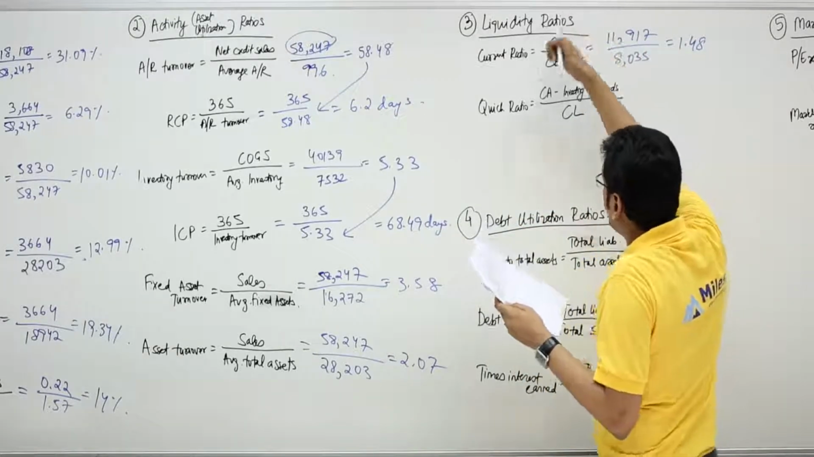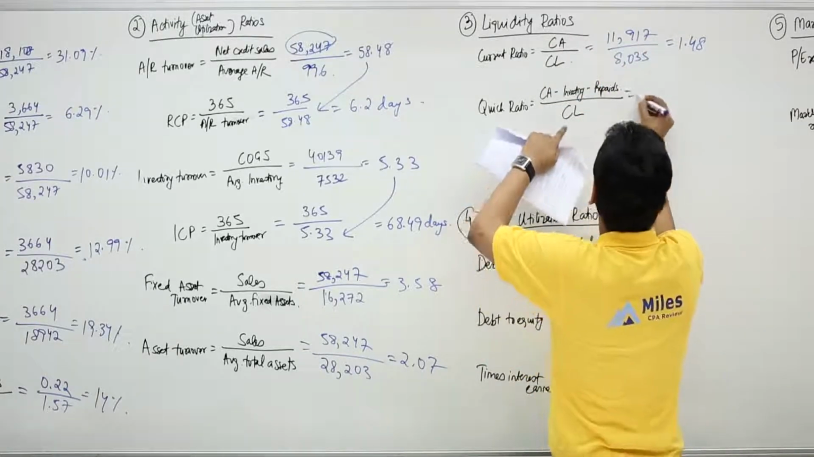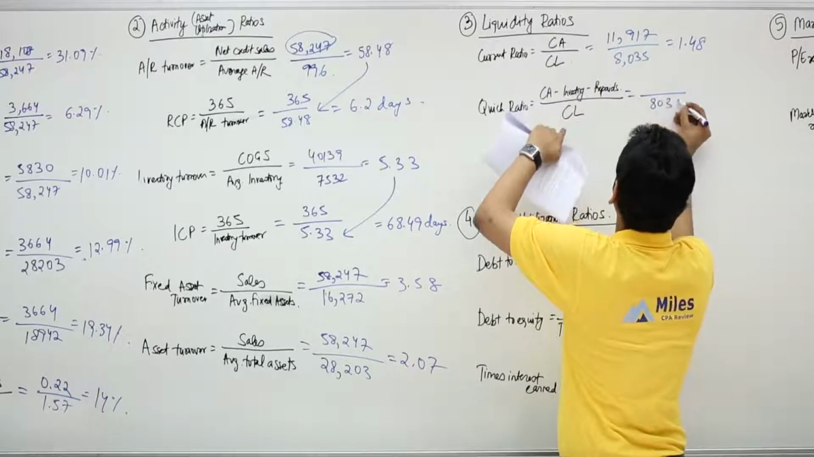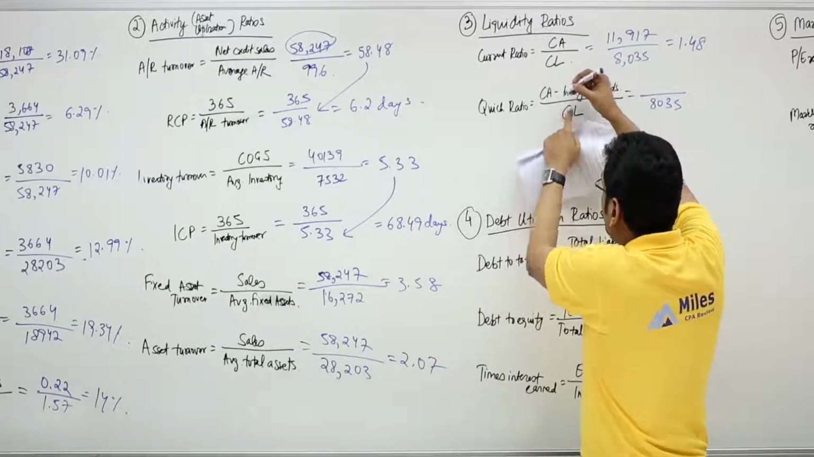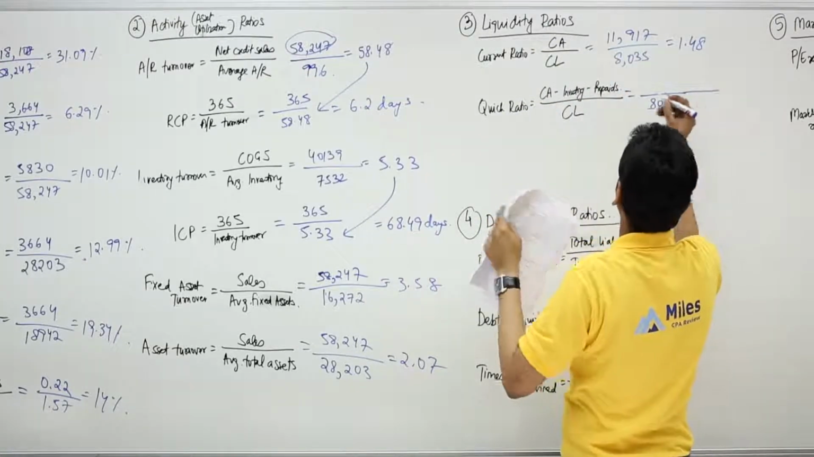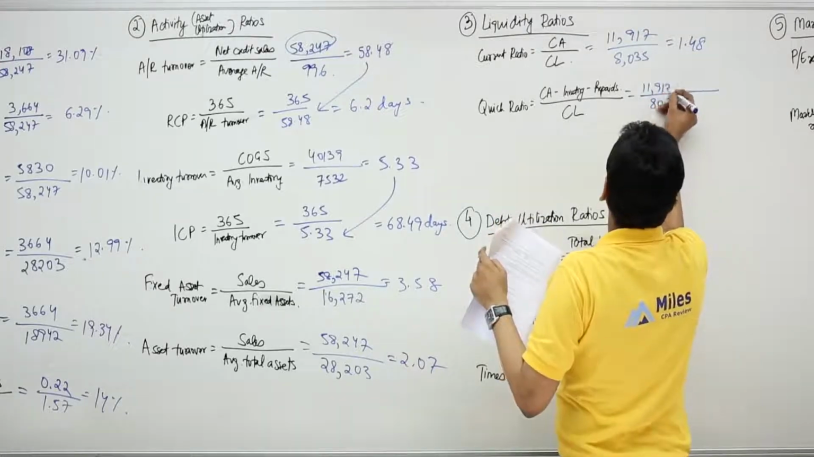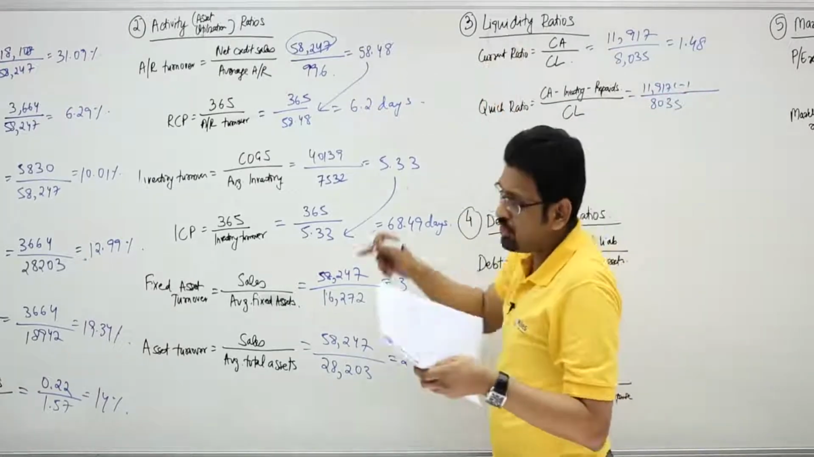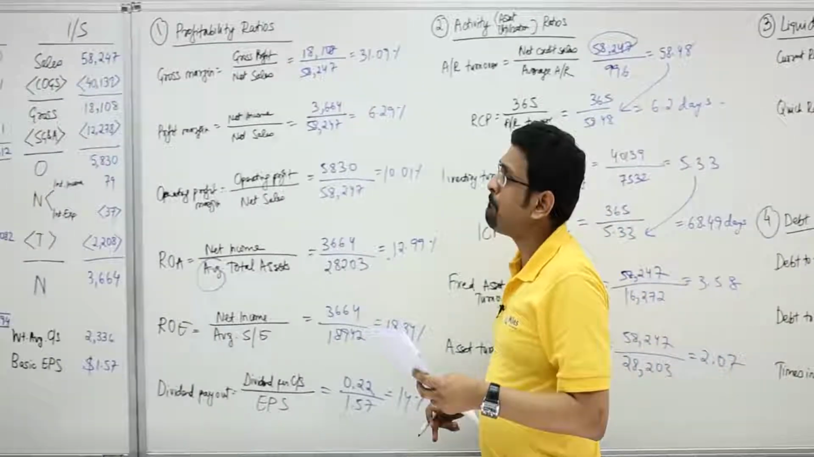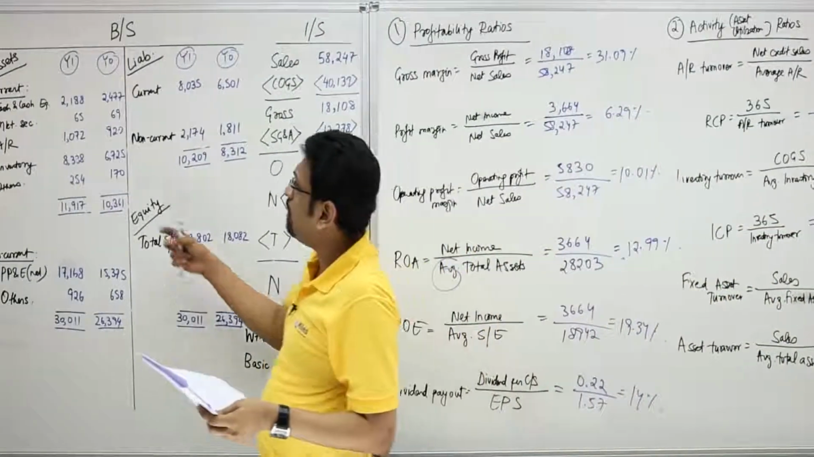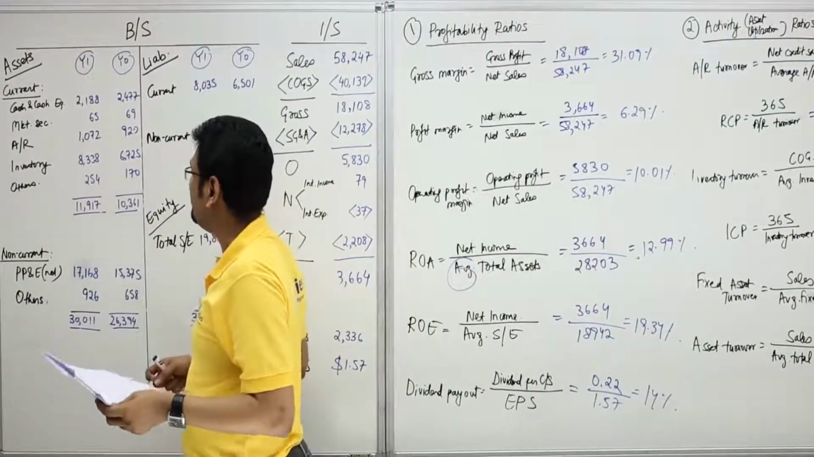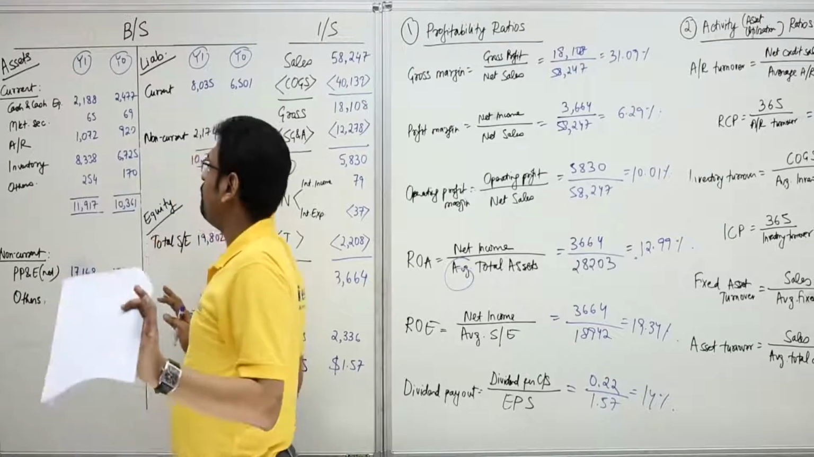Now we're looking at quick ratio. So the denominator remains the same, 8,035. But from the numerator, we're going to take out inventory and prepayments. So let's look at the inventory or prepayments number. We got the inventory number of 8,338, nothing specifically for prepaid.